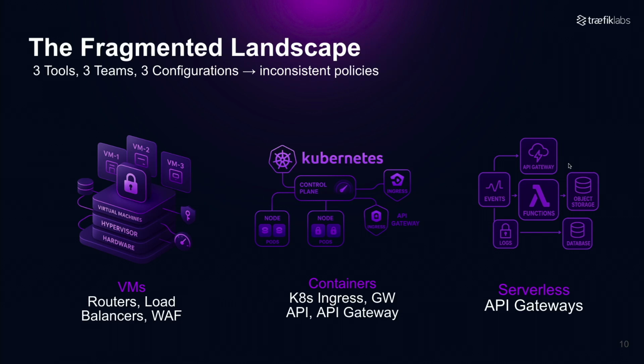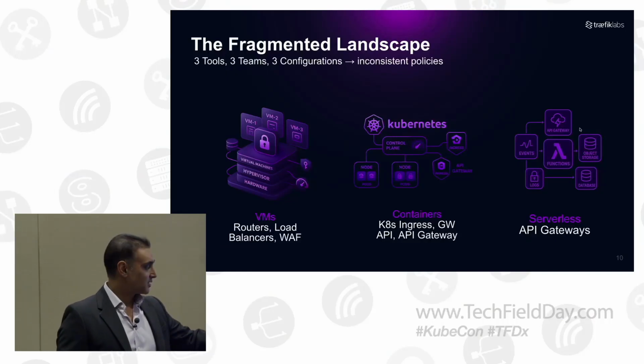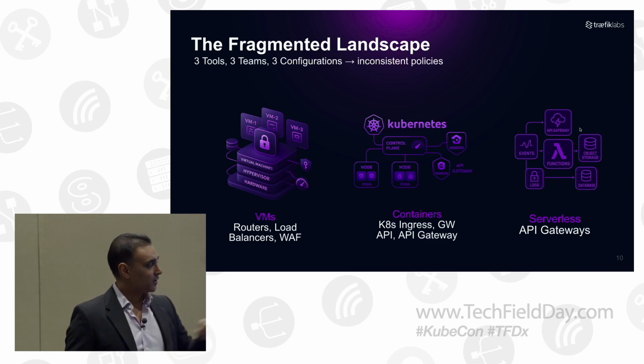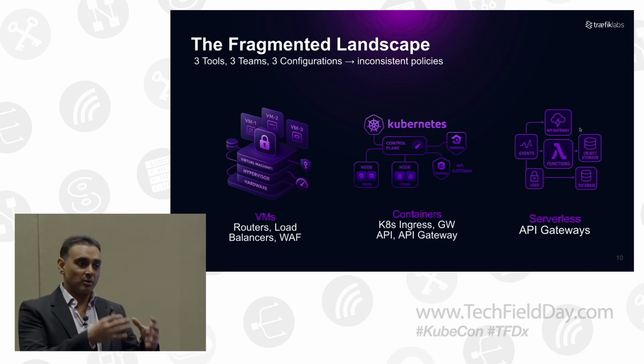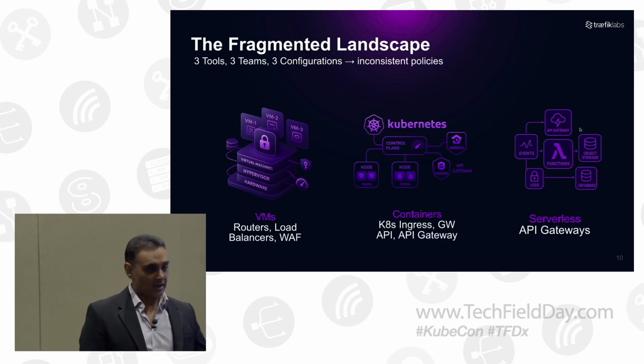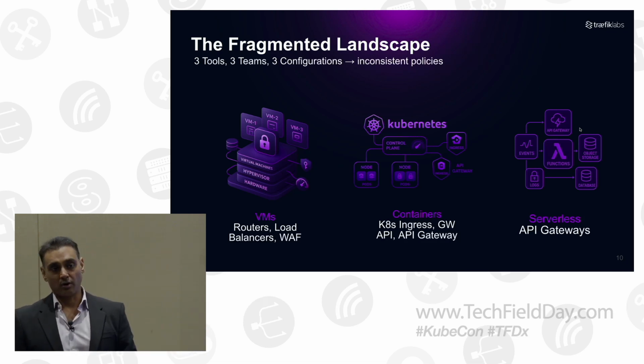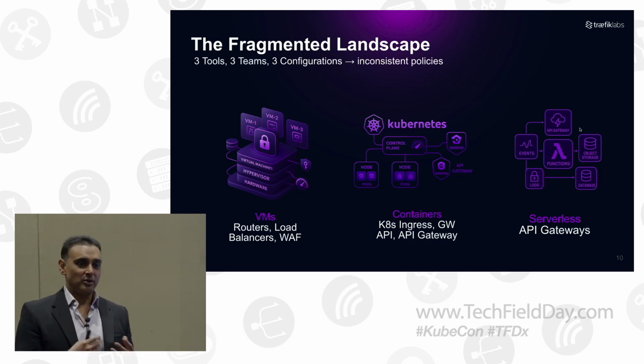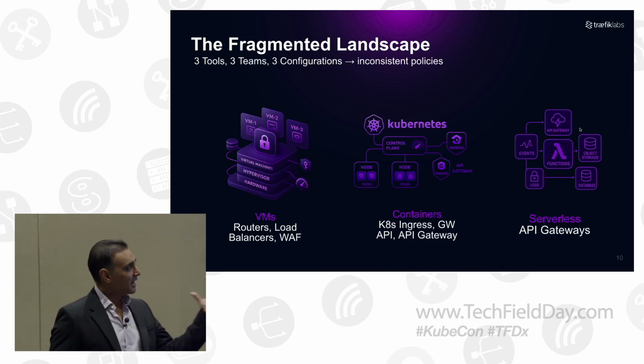So the reality today is with VMs, the way you drive the application level policies is done one way, using a combination of routers, load balancers, and WAF. If you are dealing with Kubernetes, that is done a different way, where you have this concept of an ingress class, and Gateway API becoming the new standard, and API gateways. And if you have serverless workloads, then it's very much dependent on the serverless runtime environment. If you're using AWS Lambda, you have to do it a certain way. If you're doing Google Cloud Run, you have to do it a certain way. So this is the reality that we're all dealing with.